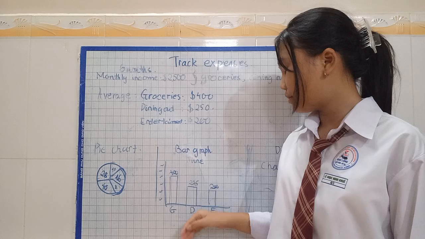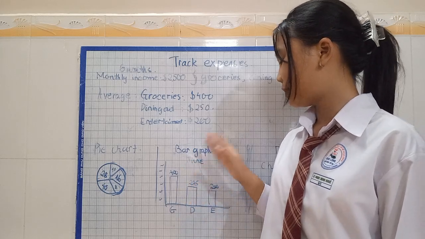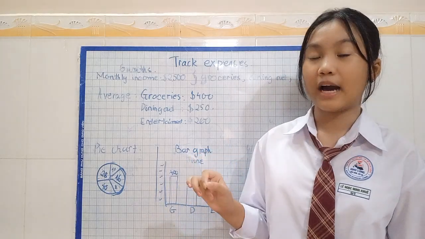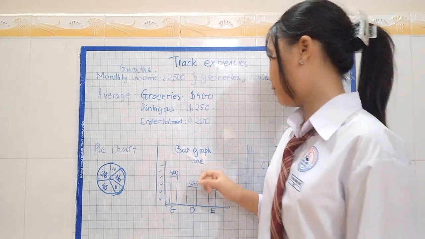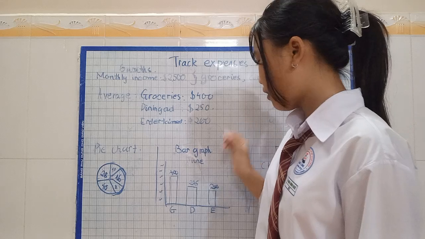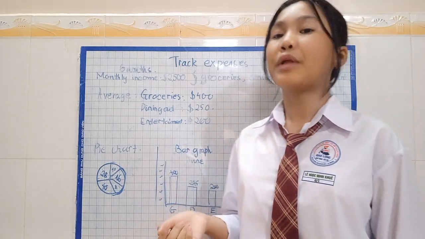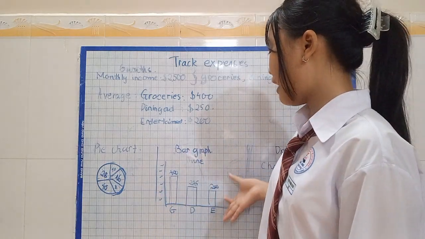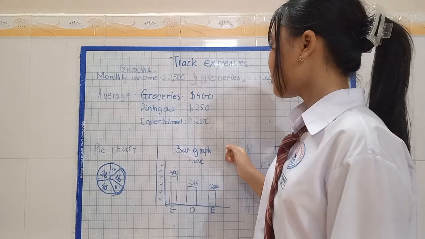On dining out in June, we have $275 spent in total, and on entertainment it is $230. So that is basically how we show it in a graph.